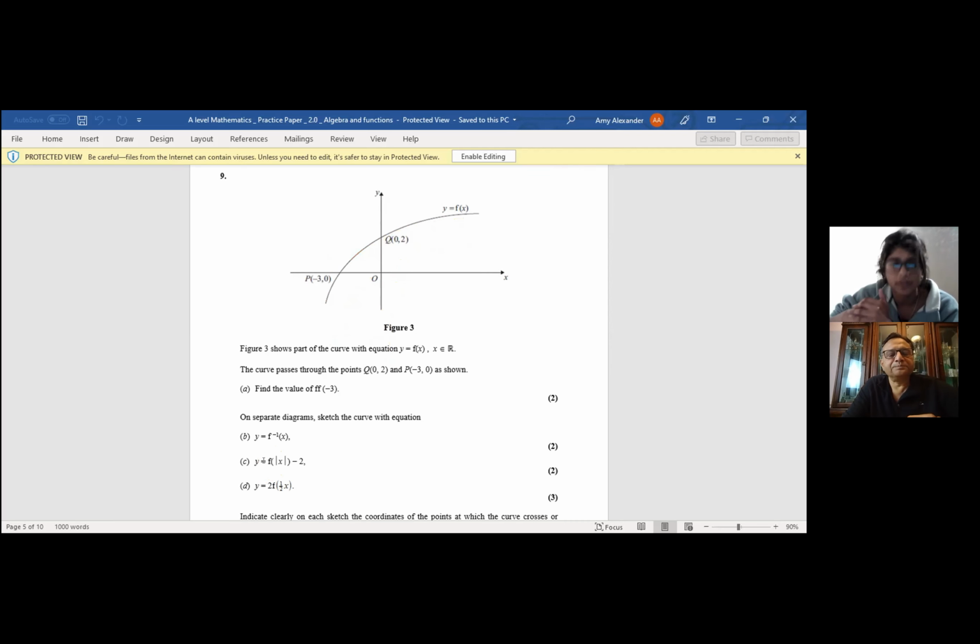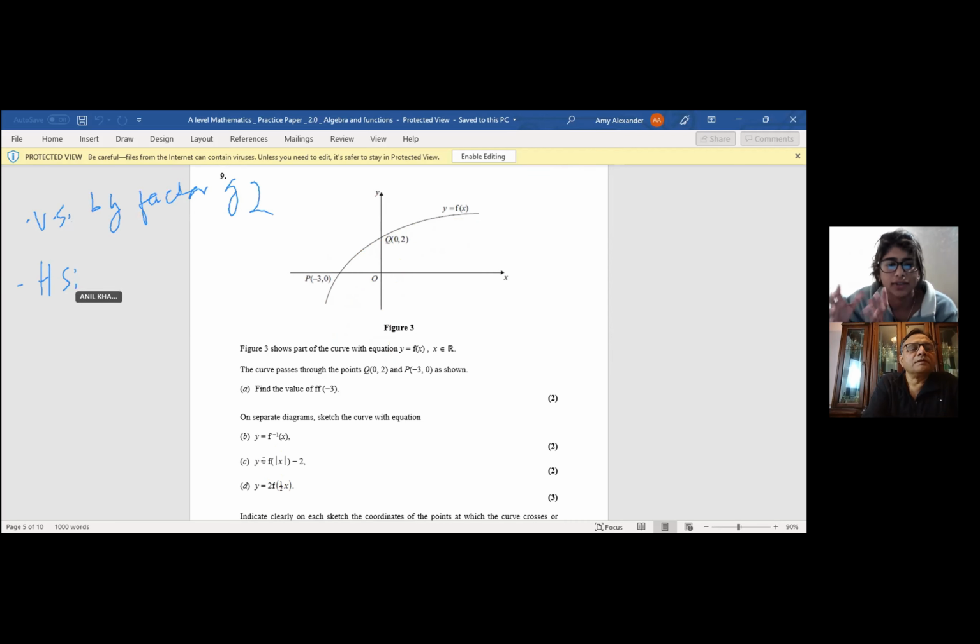Done. Next part. Part D, y equals 2 f of half x. Tell me, what are the transformations? So you've got a vertical stretch by factor 2, and then a horizontal stretch by dividing the x coordinates by half, which is like multiplying them by 2. The x coordinates only. Yeah. So let's do your method where you write x and y.